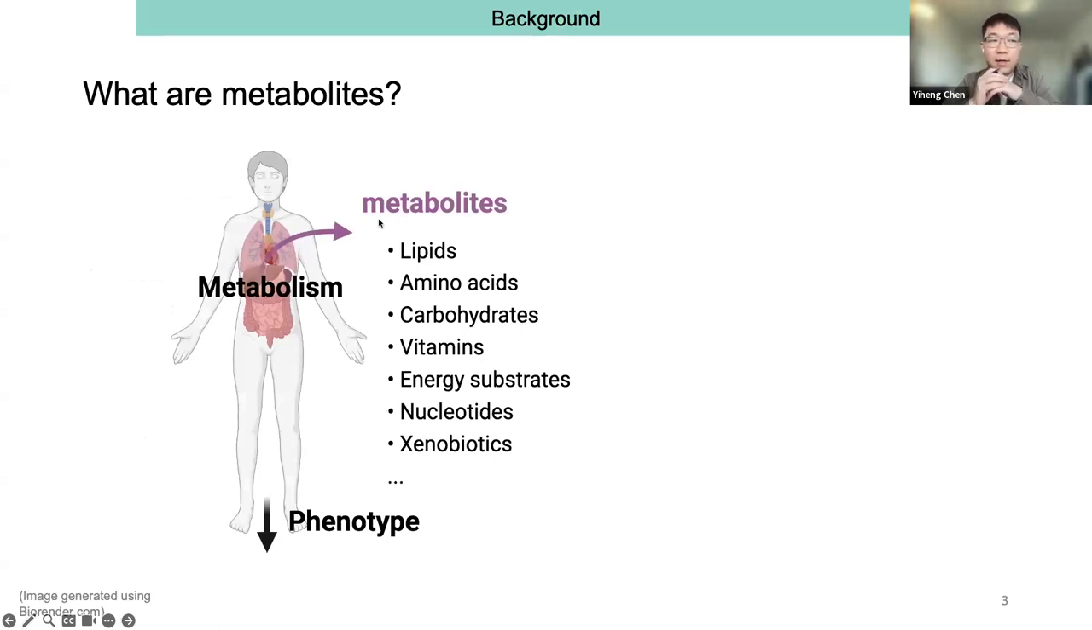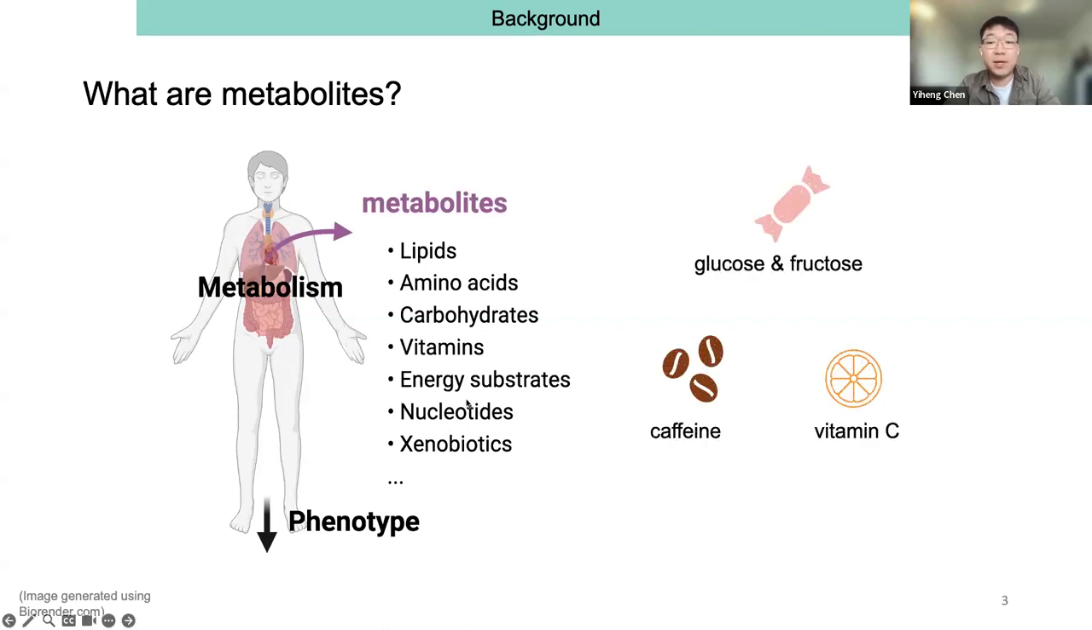So let's start with the main focus of the study, metabolites. So what are metabolites? Metabolites are small molecules that are either the intermediate or the end product of metabolic reactions. Depending on their chemical features or biological function, they can usually be grouped into categories such as lipids, amino acids, carbohydrates, vitamins, energy substrates, nucleotides, xenobiotics, and more. They are important because they are involved in essential biological processes in organisms and contribute to the development of numerous phenotypes. Some well-known metabolites include glucose and fructose from candy, caffeine from coffee, and vitamin C from fruits.